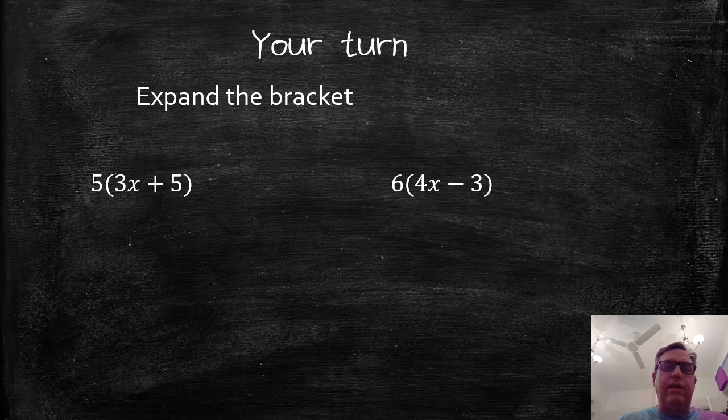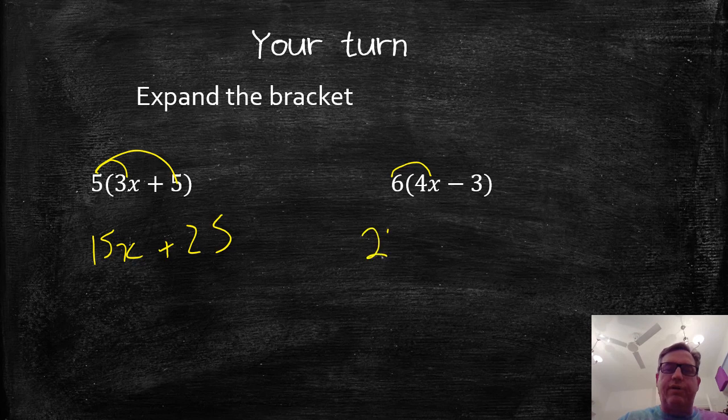Your turn. Pause the video, expand these, and then start the video to see how you did. Okay, if we do the 5 times 3x first, that's 15x. 5 times positive 5 is 25. The next example, I do 6 times 4x, which is 24x. Remember, we are multiplying, and I'm doing 6 times negative 3, which is minus 18.